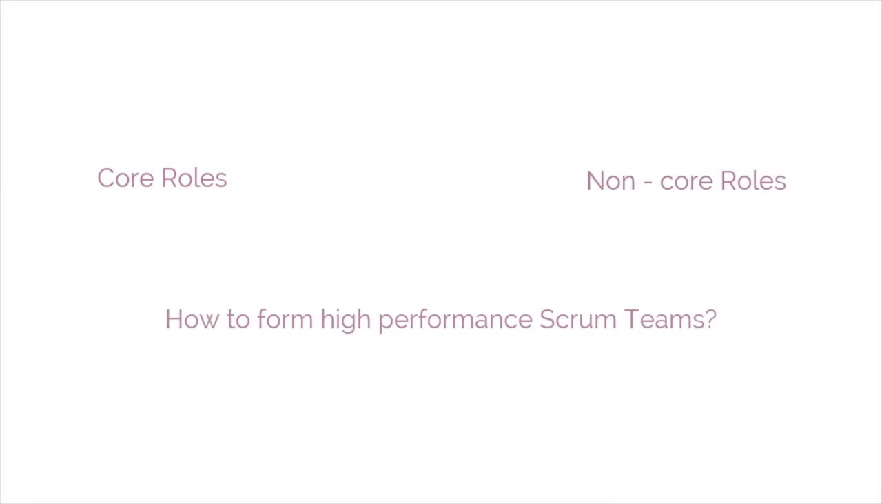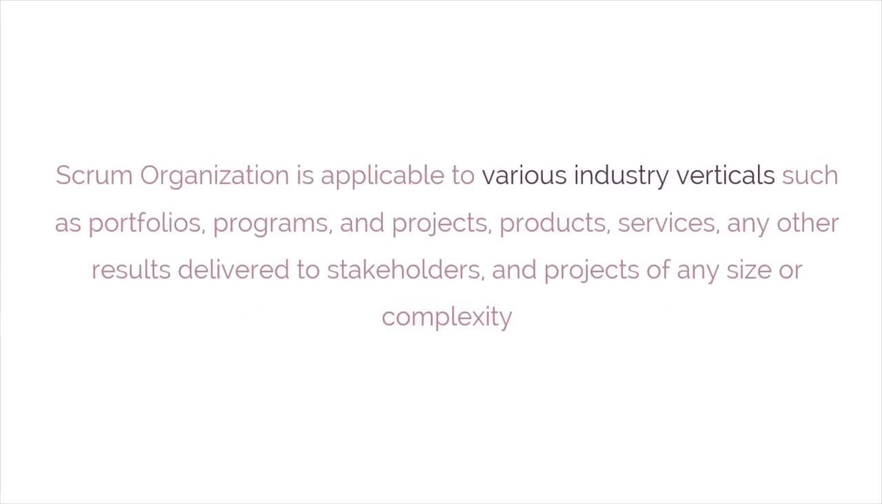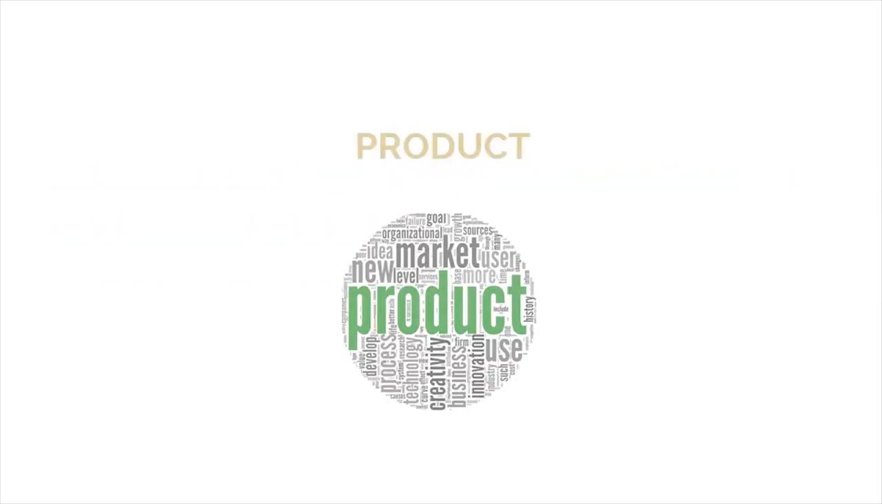According to the definition given by A Guide to the Scrum Body of Knowledge, Scrum organization is applicable to various industry verticals such as portfolios, programs, and projects in any industry; products, services, and any other results delivered to stakeholders; and projects of any size or complexity. With an application this broad, it's helpful to recognize how the SBOK defines the term product. The term product may refer not just to a product, but also to a service or other deliverable.